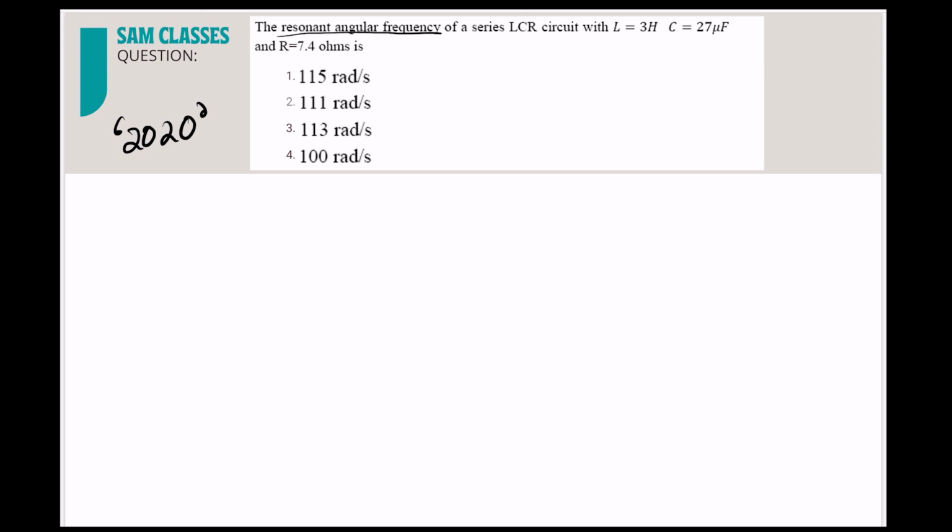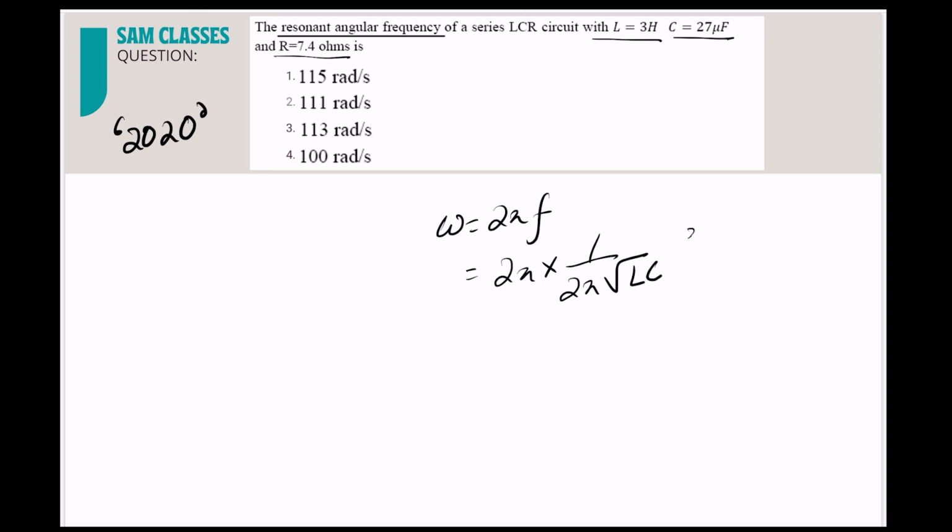Again, the resonant angular frequency means they're asking for omega, with L equal to this, C equal to this, R is equal to this. See, omega is equal to what? 2 pi f. So that is equal to 2 pi, and frequency is equal to what? 1 by 2 pi root LC. So basically, they're asking 1 by root LC. So 1 by root LC value is what?